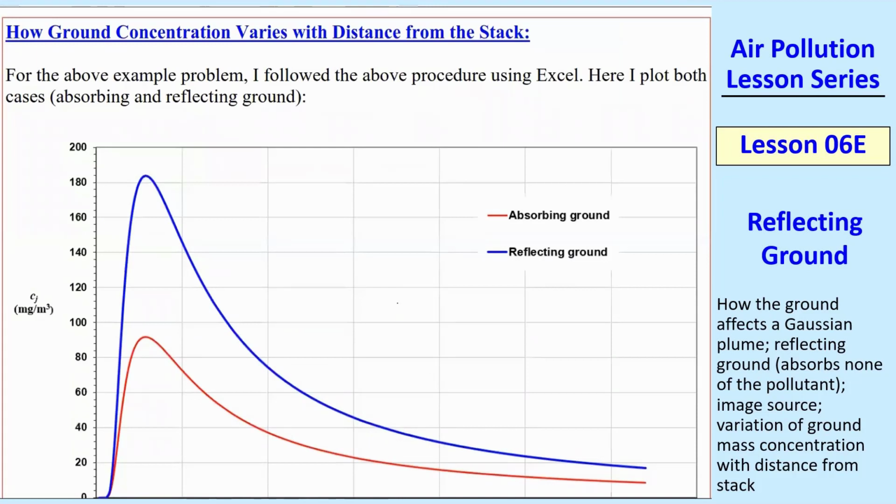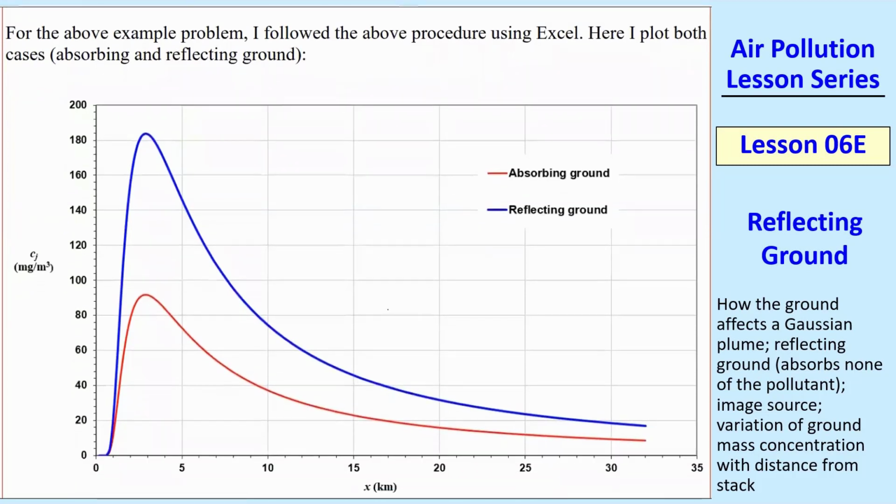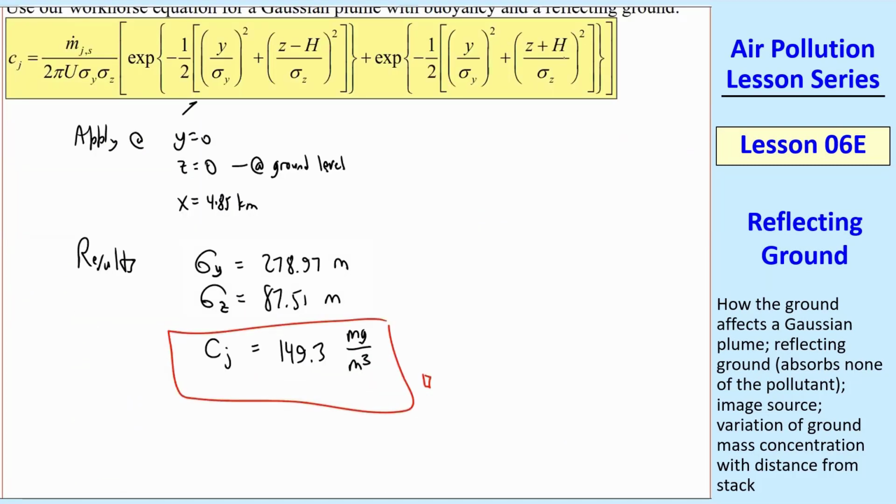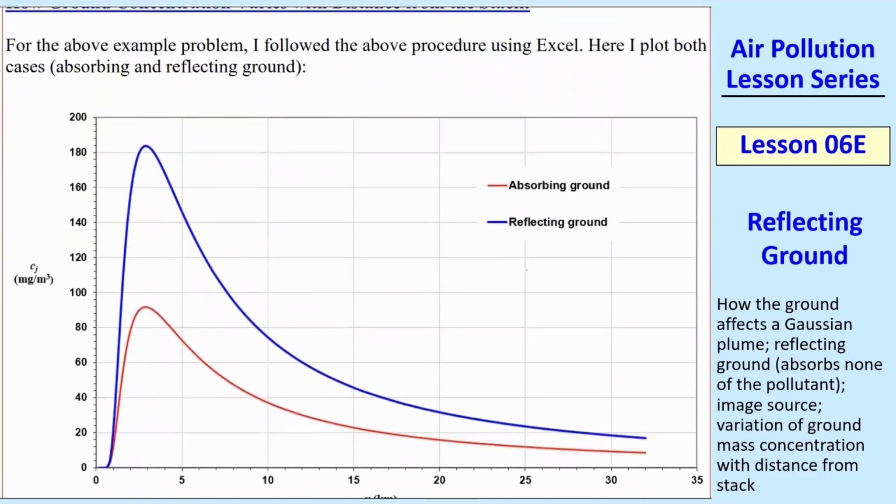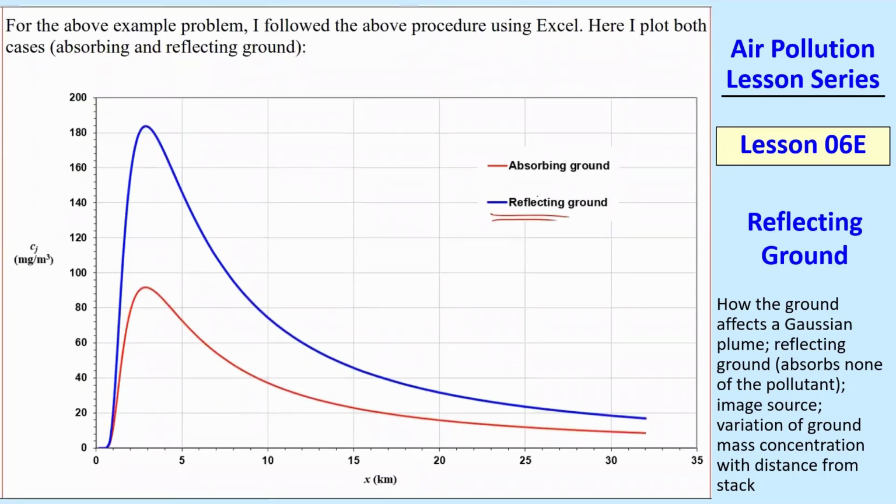Okay, finally, let's do the same thing we did last time and look how ground concentration varies with distance from the stack. So we're going to plot CJ, and I did this in Excel. All I did was repeat this. Instead of x equal 4.85, I used a whole bunch of x's in Excel, filled it all down, and used this equation and generated the blue curve here is reflecting ground, the old one absorbing ground we had last time.